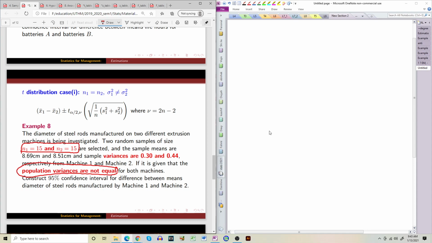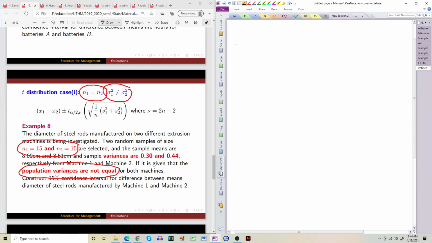I repeat, when you can use T distribution case 1, the 2 sample sizes are the same, and the population variances are equal. Okay, now in this case, as usual, you have to find all the information.